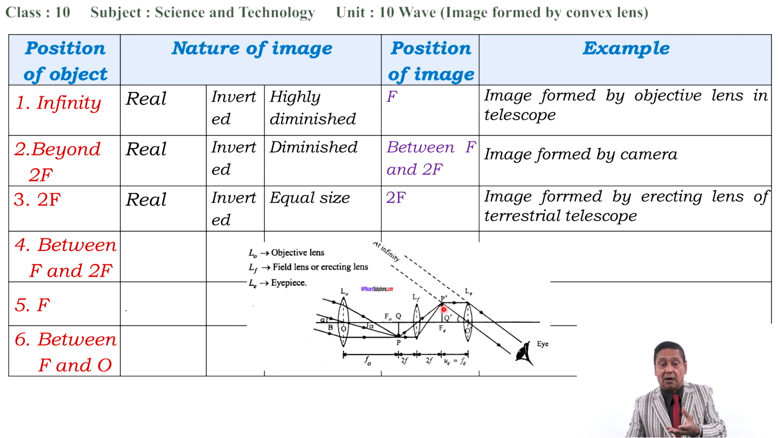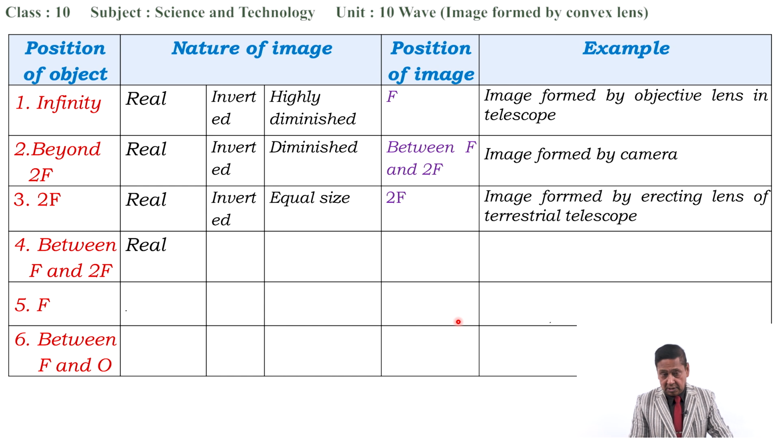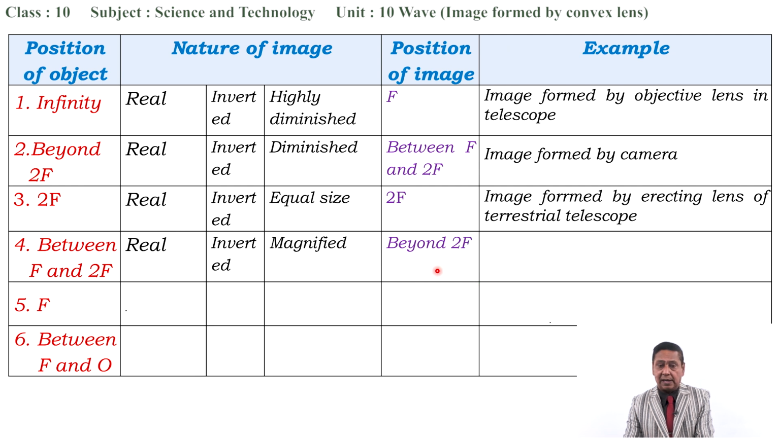The image was inverted, and now the image becomes erect. That's why this lens is called the erecting lens, because the inverted image is erected, isn't it? For this purpose, this lens is used here, and I want to mention this. Okay, mentioned. Now next, the fourth condition, real. This is inverted, magnified, all these you know, and the image forms beyond 2F.